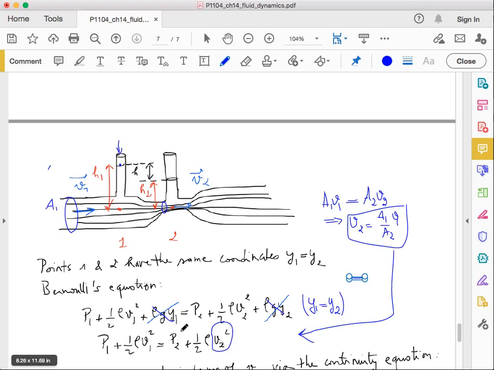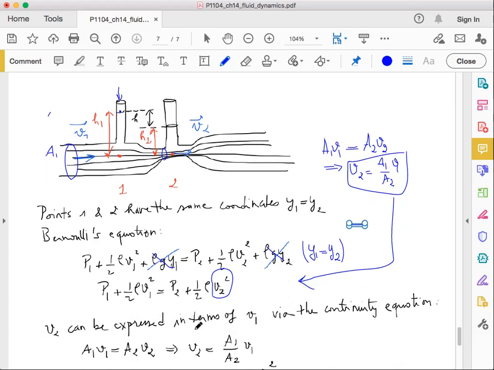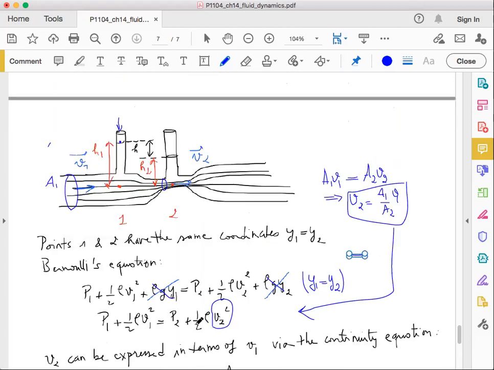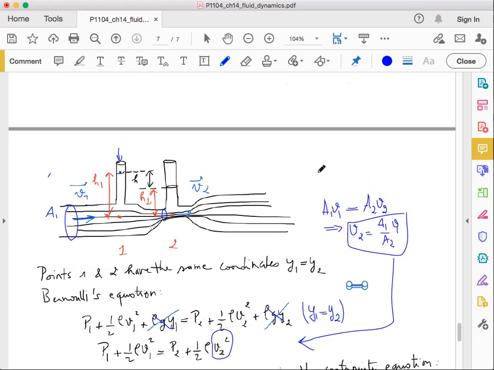What remains is that we need to determine P1 and P2. To do that, all we need to do is use the fundamental relation of hydrostatics. We know that the pressure at point 1 is equal to the pressure at the closest point where we know the pressure, which is the point on the surface of the tube. On the surface of the tube, the pressure is nothing else than the atmospheric pressure. So it's P naught plus rho of the fluid, which here I think is water, times g times h1. Let's call this h1 the level above point 1.